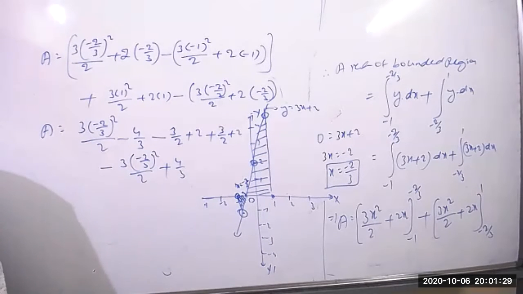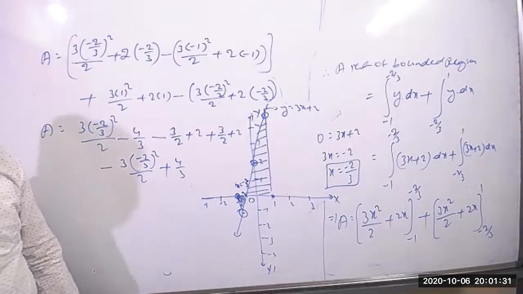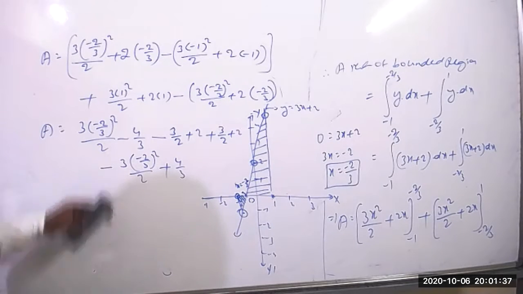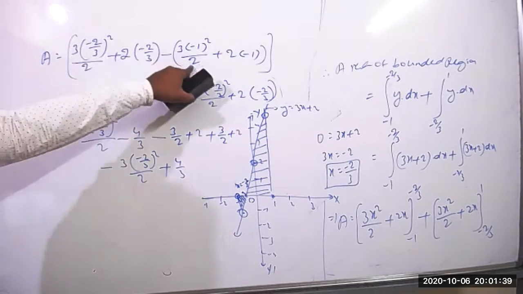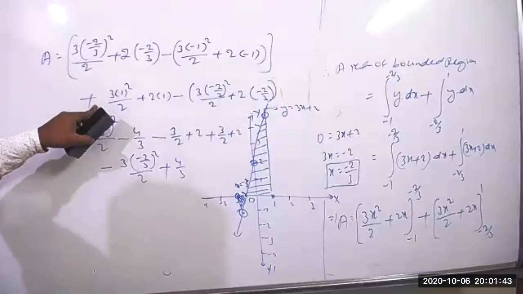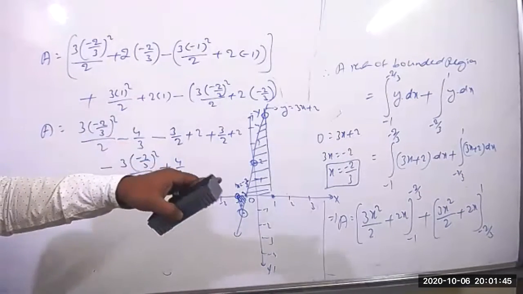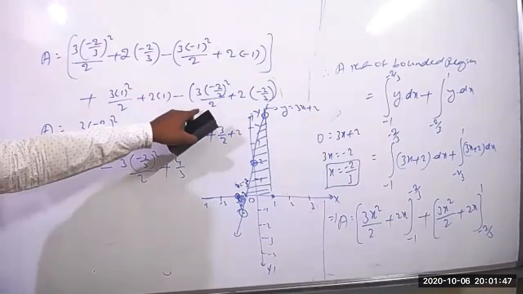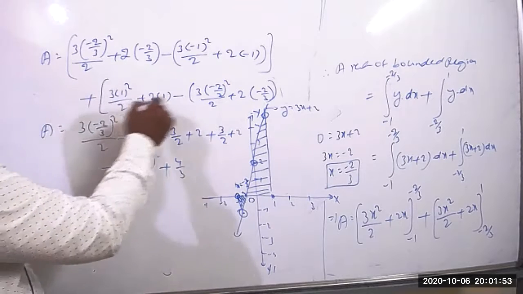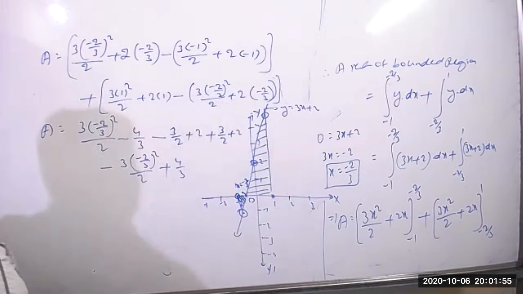Sir, upper limit should be minus 2 by 3, no, sir? Upper limit is minus 2 by 3, correct. Upper limit minus lower limit. Plus, here the upper limit is plus 1, and the lower limit is minus 2 by 3. You can take the full bracket.